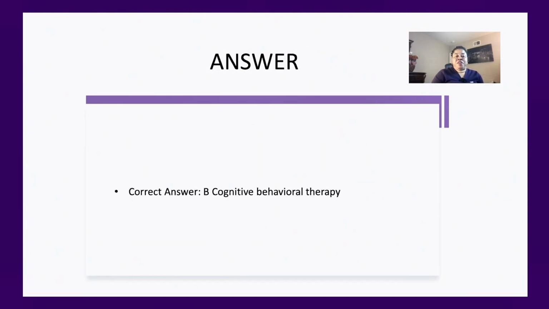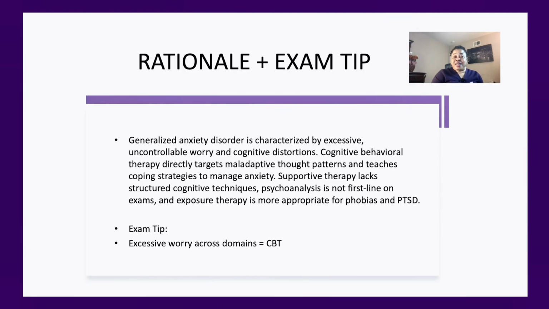This is cognitive behavior therapy. Why is it cognitive behavior therapy? Generalized anxiety disorder is characterized by excessive, uncontrollable worry and cognitive distortion. So cognitive behavior therapy directly targets maladaptive thought patterns and teaches coping skills to manage anxiety.